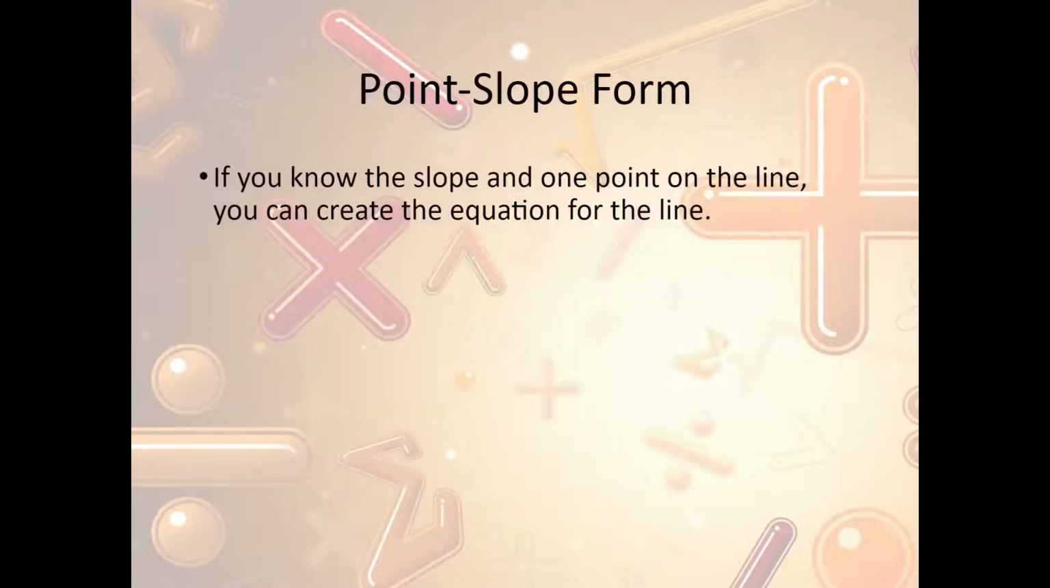Now what is point-slope form? We use point-slope form if we know the slope and 1 point on the line. We can still create the equation for the line even though we don't have the y-intercept. And here's how we do it. We know that slope is y equals mx plus b. And we plug in the slope for m. So whatever the slope that's given to us, we plug that in for m.